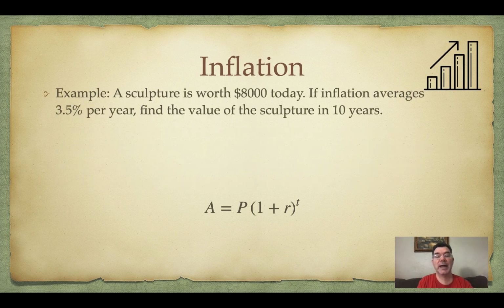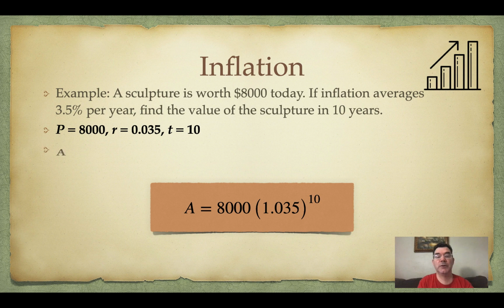So for example, if we had a sculpture that was worth $8,000 today, inflation averages 3.5% per year. Find the value of the sculpture in 10 years. Okay, so the original value is $8,000. The interest rate, or the inflation rate rather, is 3.5%. So R is going to be written as a decimal of 0.035, and time is 10 years. So we plug those into the formula and we get a value of $11,284.79.